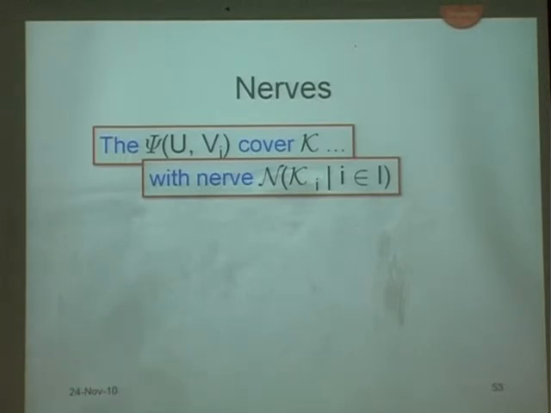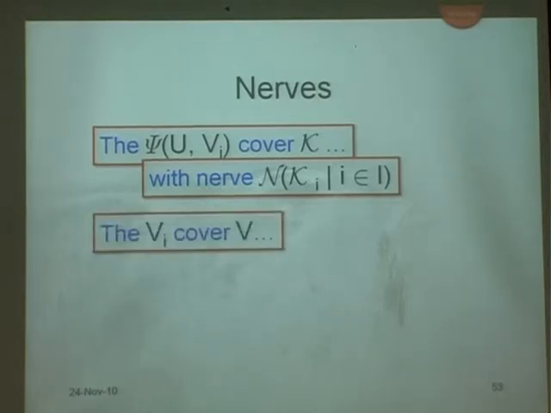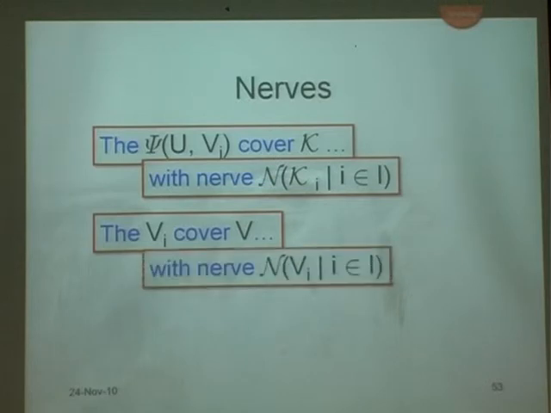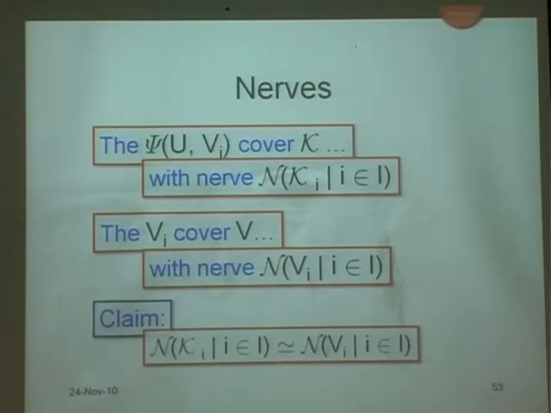What we've shown so far is that the set of pseudospheres cover the complex. They have this nerve. But also the V sub I cover V, where V is the union of each of the V sub I's. And they themselves have a nerve. And so the claim is that these nerves are actually the same: that two pseudospheres have a non-empty intersection if and only if their underlying sets have a non-empty intersection.